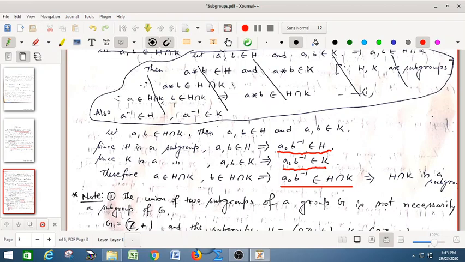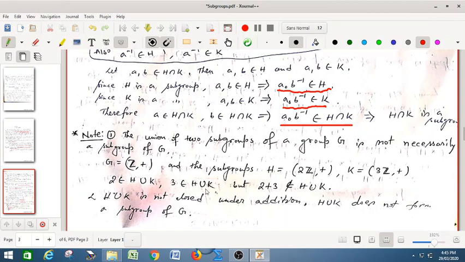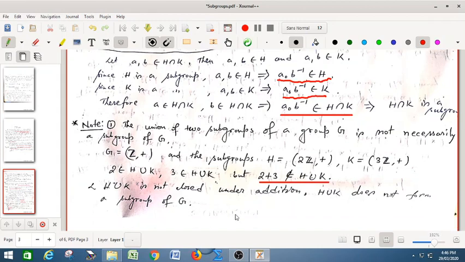But the union is not necessarily a subgroup of G. Not always. So there is a counterexample for that. Suppose you take the set of integers with respect to plus and two subgroups 2Z comma plus and 3Z comma plus. Then you can show 2 belongs to the union, 3 belongs to the union, but 2 plus 3 does not belong to the union. So the union is not necessarily a subgroup of G.